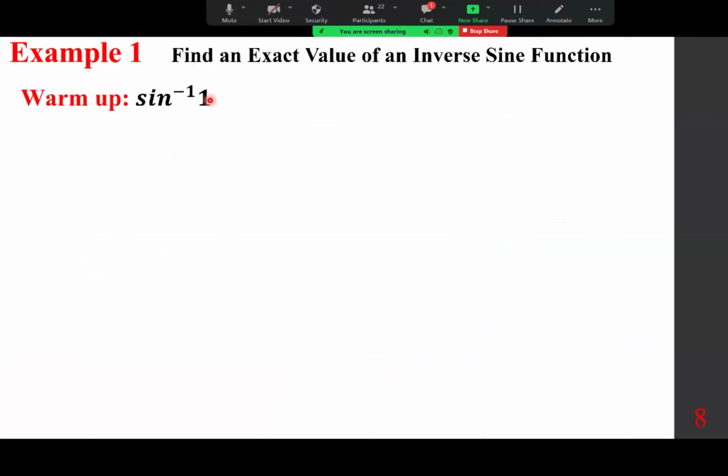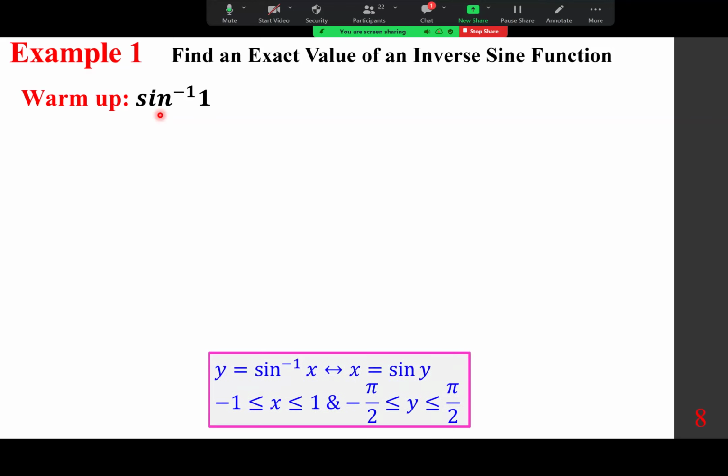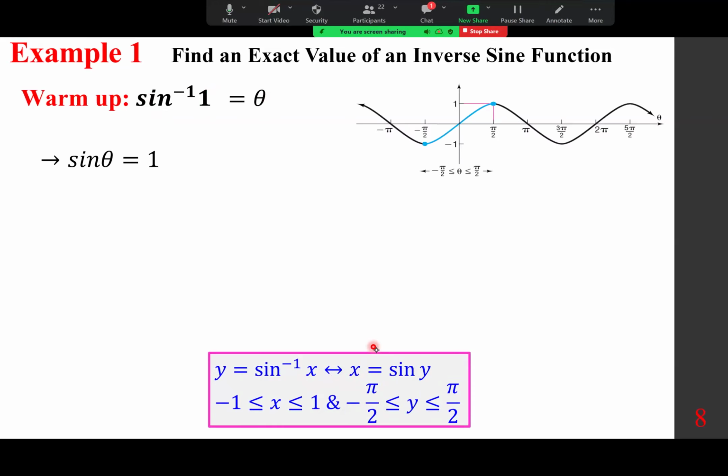We want to find the exact value of an inverse sine function, the warm-up example, sine inverse of 1. The moment you see that, you're going to write this is equal to theta, and so reminding everybody that y equals sine inverse of x, that means x equals sine y. X is between negative 1 and 1, y is between negative pi over 2 and pi over 2. So let's set this equal to something, for example, theta. By definition, sine of theta is 1. And we know theta is pi over 2. It is a common arc.